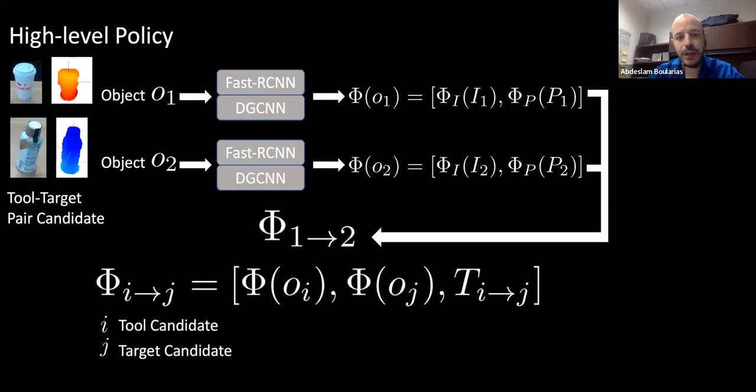Then we will concatenate all these features, and then we will consider every pair of objects, like object O1 and object O2 here, like the bottle and the cup. We will create a joint feature vector that will tell us roughly how appropriate it is to use this object as a tool with respect to this other object as a target when we want to perform a certain task. For example, here we're talking about the pouring task.